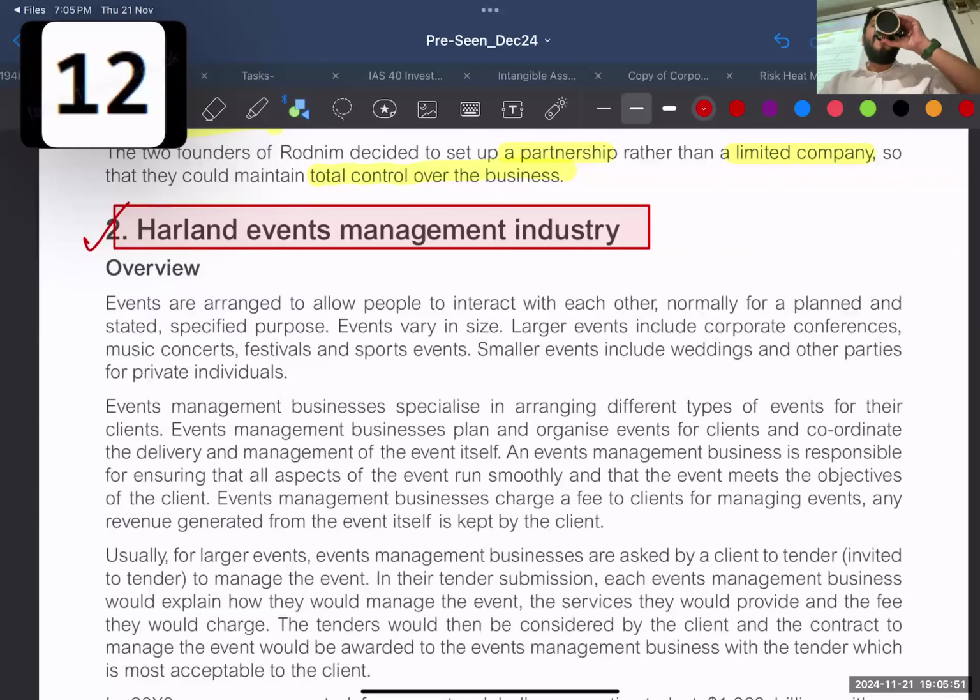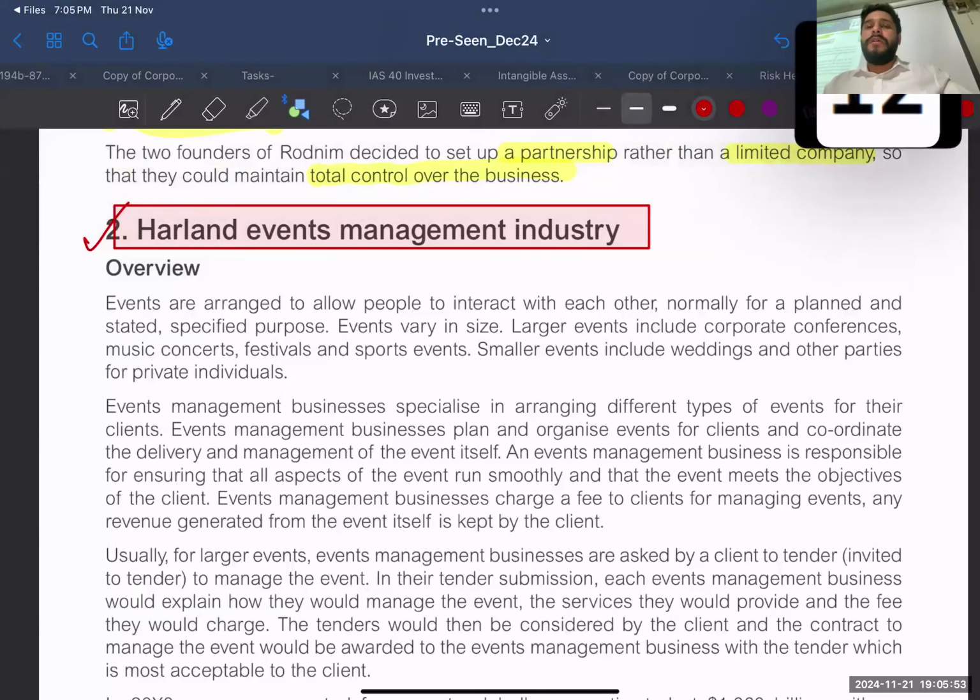It says, overview. Events are arranged to allow the people to interact with each other. So they are first defining what events actually mean so that you have a clear idea of what this industry is going to do. Now, remember, the pre-seen is going to provide you very basic information. They're not going to use professional jargon, and ACCA recommends that you do not have to do any sort of further research on this specific industry.